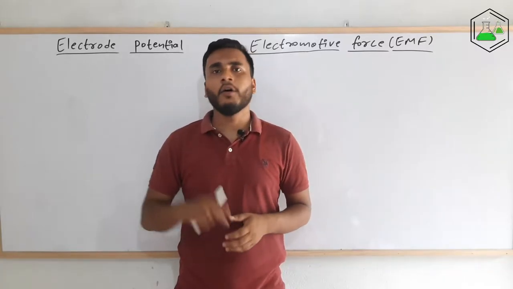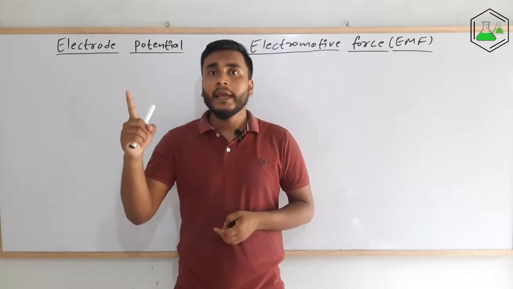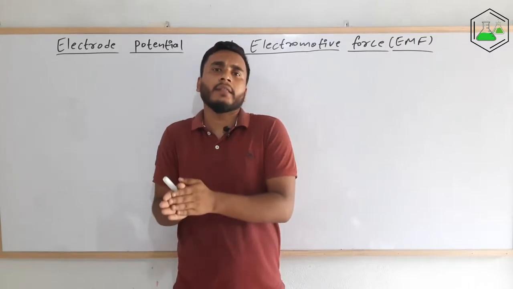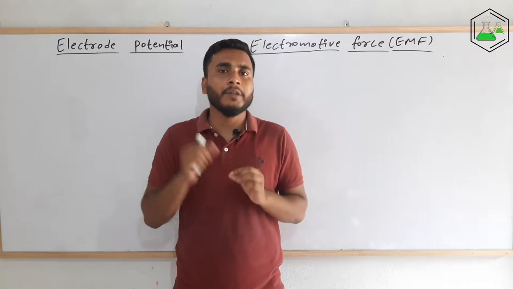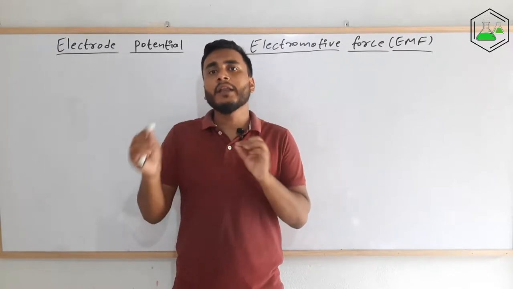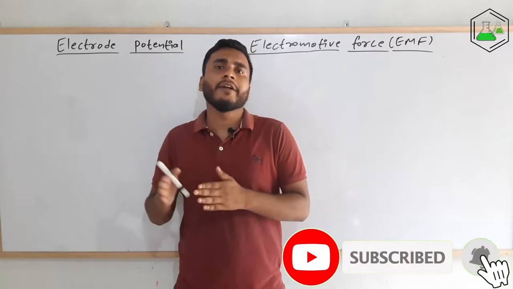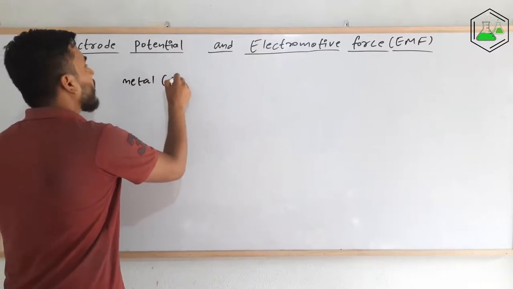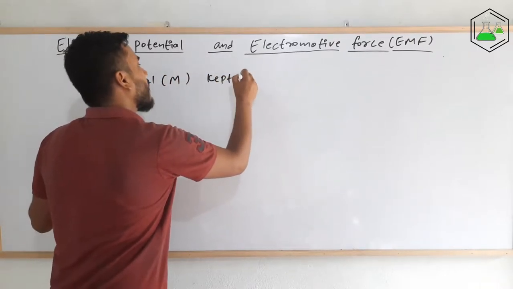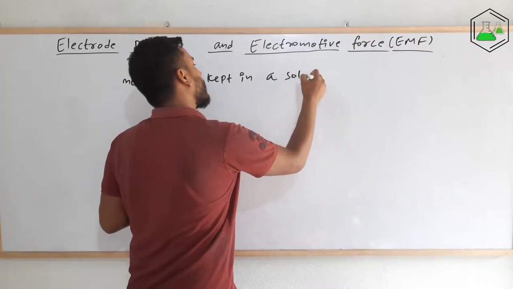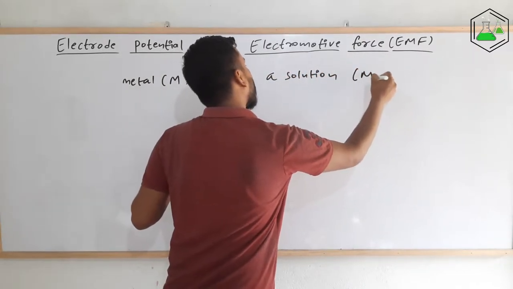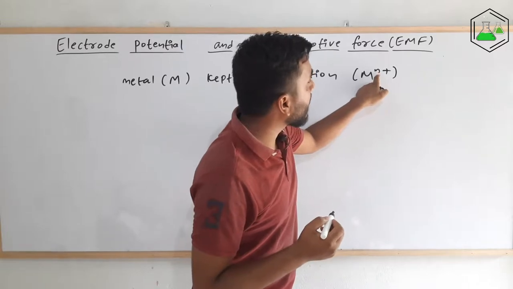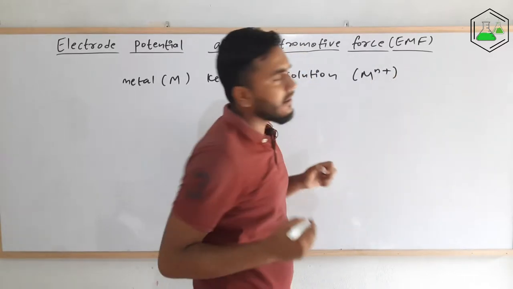A galvanic cell consists of two electrodes. One of them behaves as anode, another one behaves as cathode. And as electricity flows in a galvanic cell, that clearly indicates that there is some potential difference between the two electrodes. To understand the potential difference, let us consider a general redox reaction in which there is a metal M which is kept in a solution containing its own ion, that is Mn+. Here n+ simply means how many positive charges are there. This n clearly indicates a number.